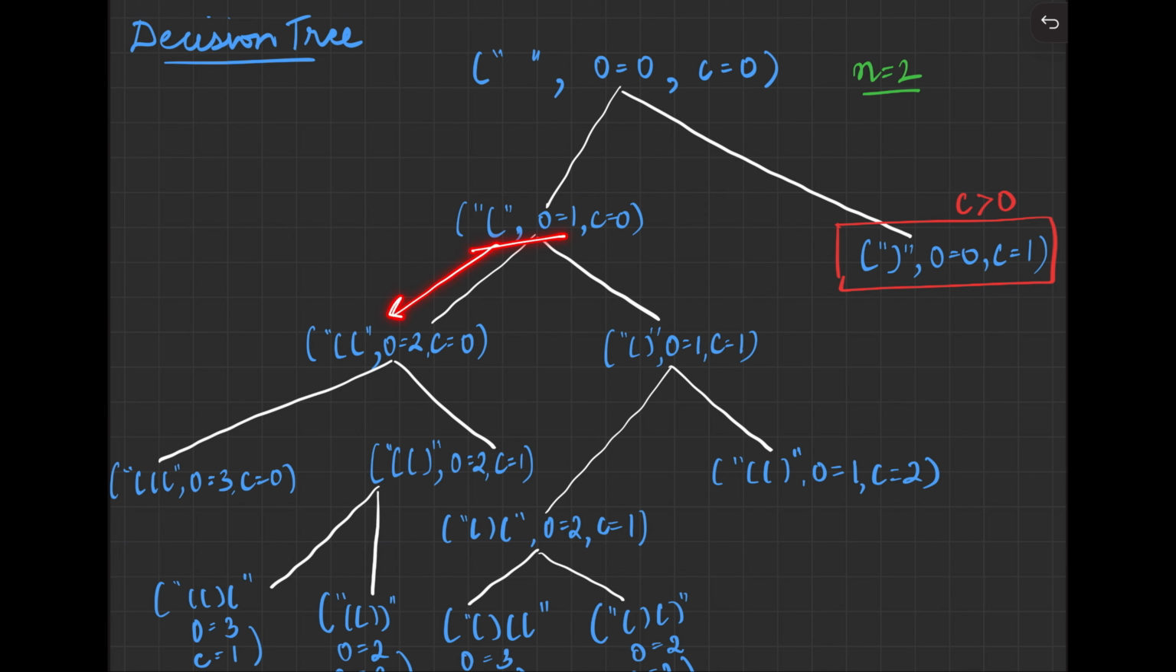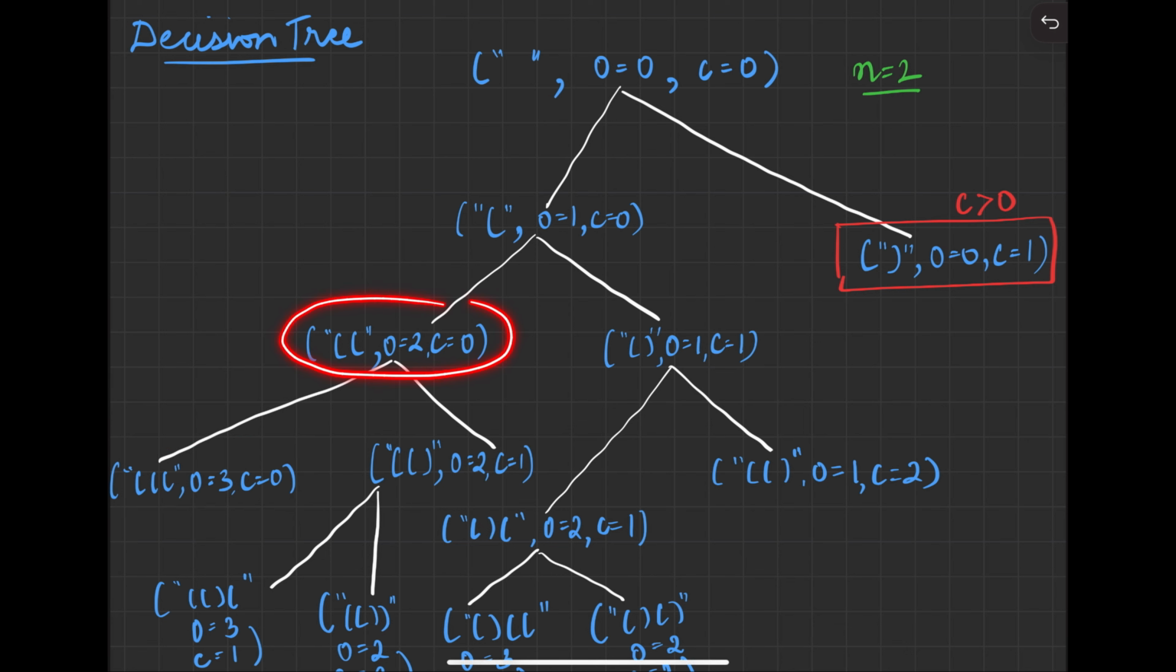Here again, we take the decision. On the left, we add an open brace, increment O to 2, and C stays 0, as it was. On the right, we add a closing brace. So here we get an open and a close, so O and C are both 1, equal. On the left side again, we start with the same. Here we add an open brace, and O becomes 3 for the number of open braces, which makes this an invalid use case.